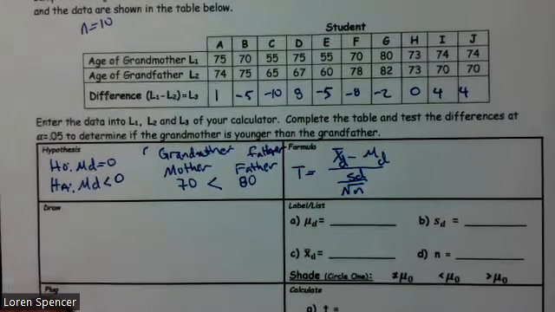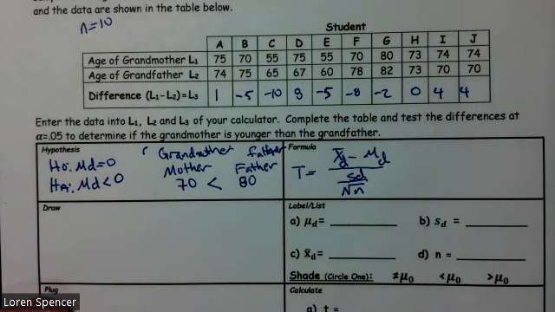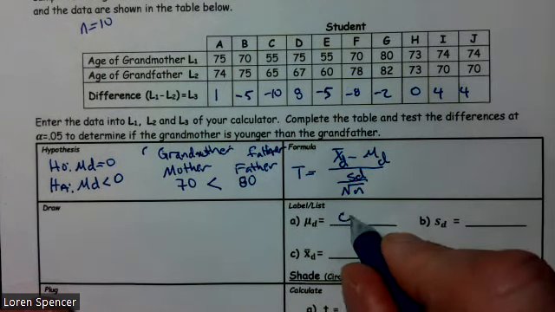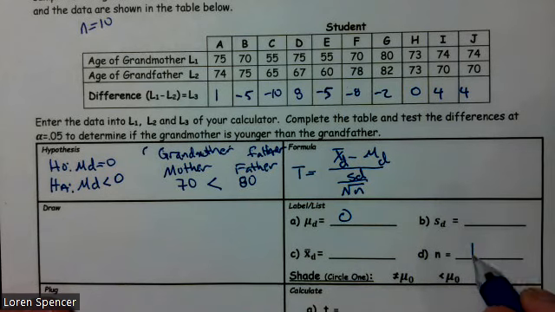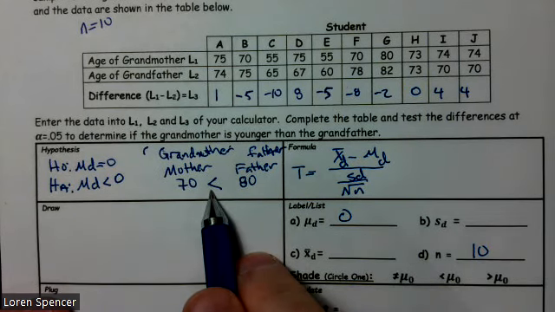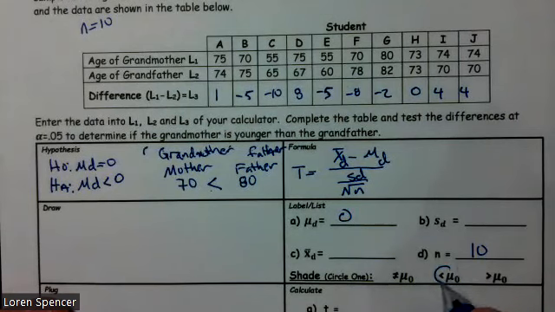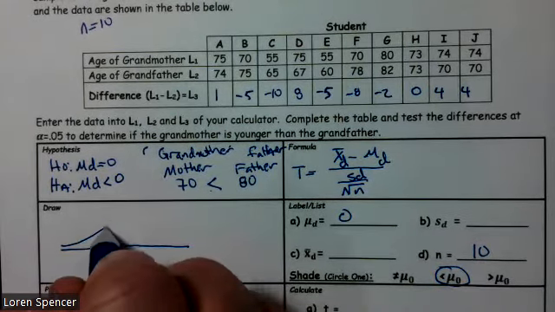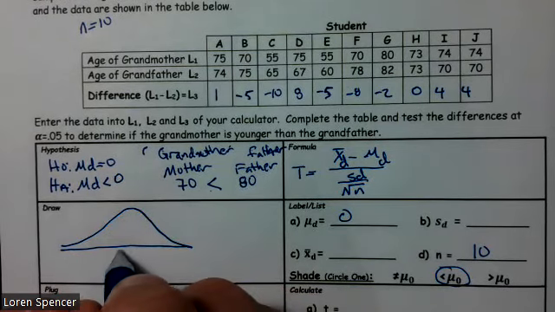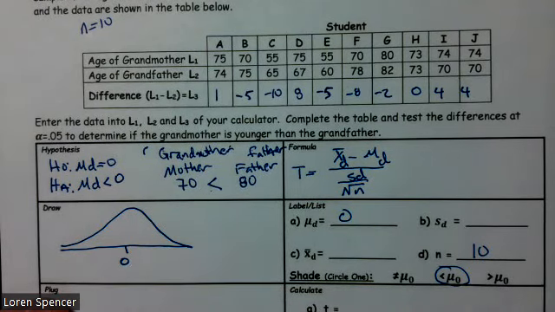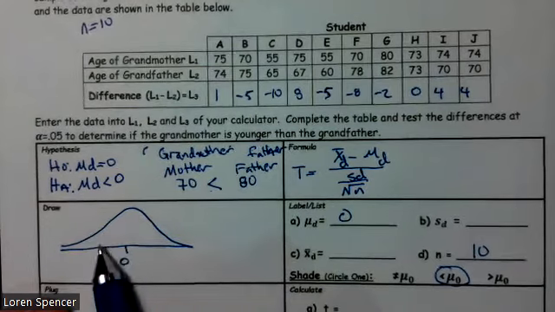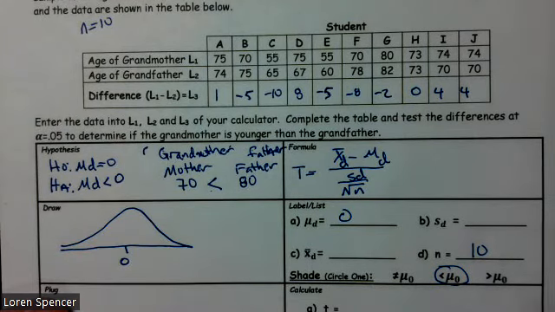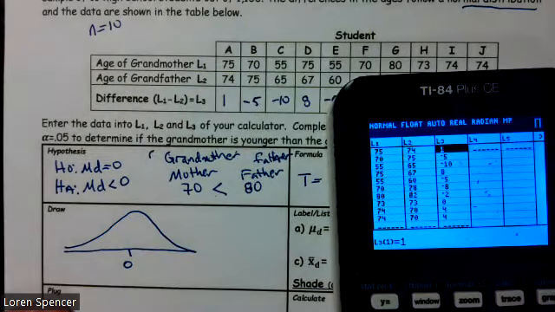Well, the population mean is easy because the population mean is 0. The sample size we know is 10. We just said that it was going to be a less than, so it's going to be this direction. I need to draw a picture of it. This is centered at 0. All right, but I can't finish drawing the picture until I have x bar D and s D. So let's go ahead and calculate that.